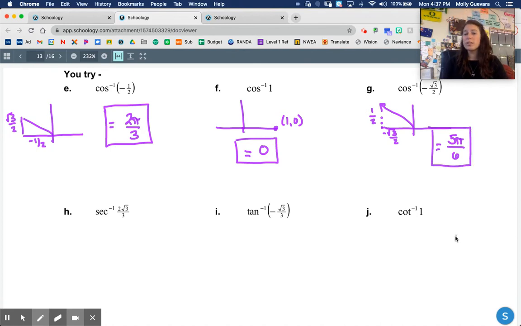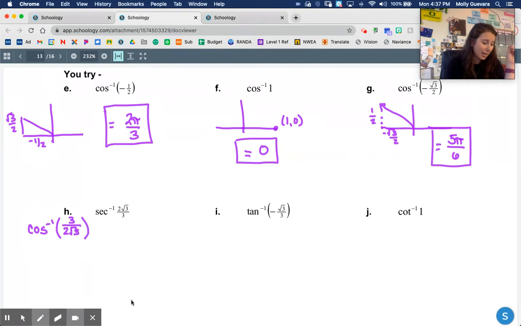So this really just comes down to knowing the unit circle really, really well. For h, okay, it's a little bit tricky because it's secant, not cosine. So remember that it's going to be the same thing as cosine and then the reciprocal. So that leaves 3/2√3. So that's the reciprocal.